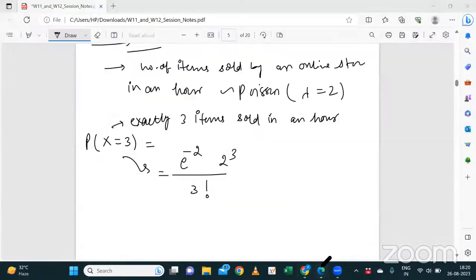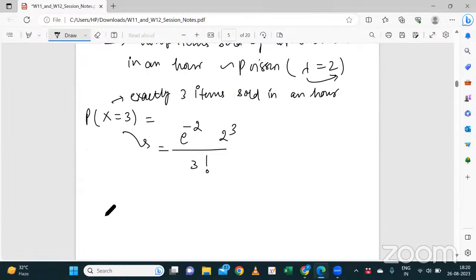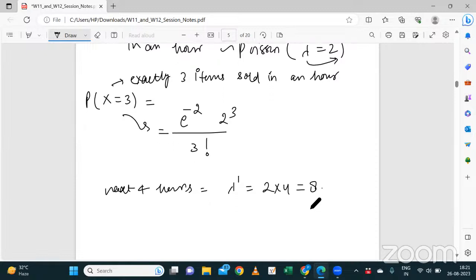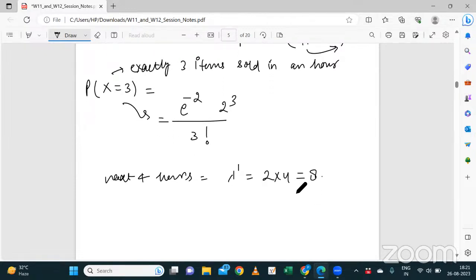So if that online store is able to sell 2 items in an hour, then in the next 4 hours, let me denote it as lambda dash, lambda dash will be 2 times 4, that will be 8. Correct? Yes, sir. In the next 4 hours, the value of lambda will get changed. So for exactly x equal to 3, it will be e raised power minus lambda, lambda raised power x divided by 3 factorial. Okay, is this clear?